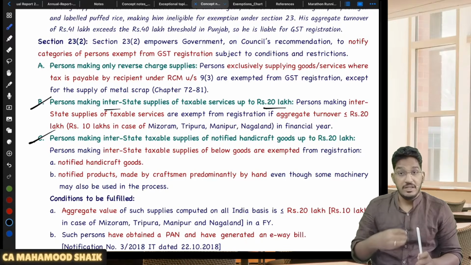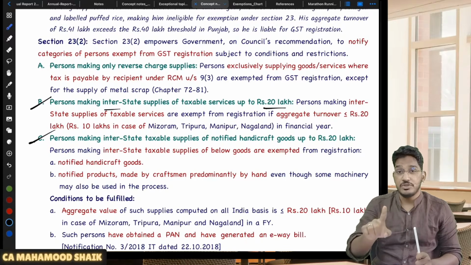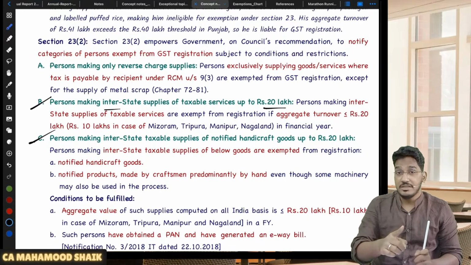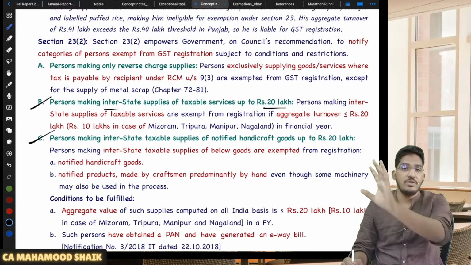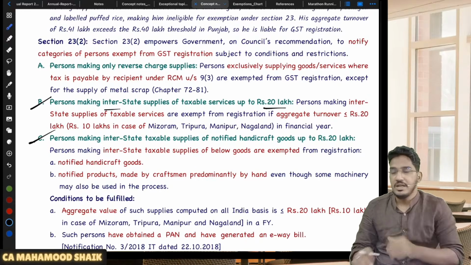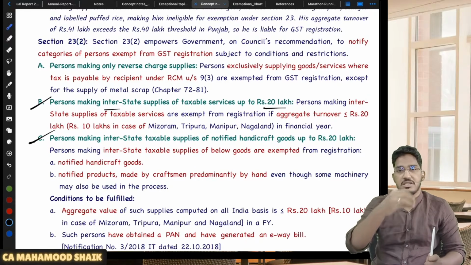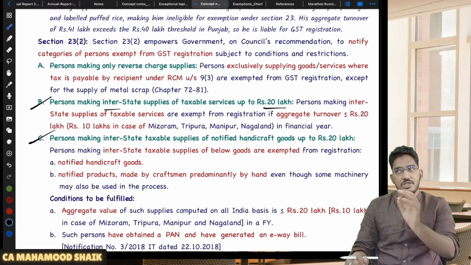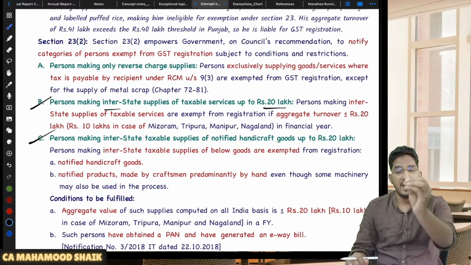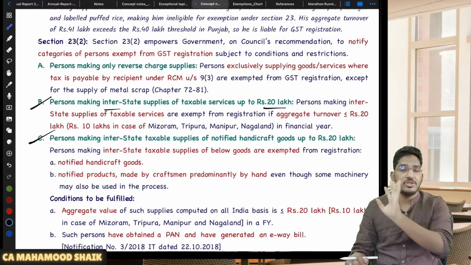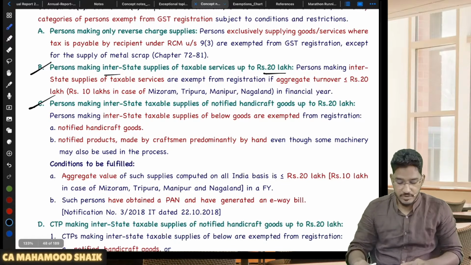One more relaxation they have given. If you are a person making interstate supply of goods, but the goods which you are making an interstate supply of are notified handmade goods or notified handicraft products, then also you are not liable to take compulsory registration. Services, no restriction. Without any restriction, any service you can make interstate supply of, you can enjoy the threshold limit. But in case you are making interstate supply of goods, those goods must be notified handicraft goods or notified handmade goods, then you can enjoy the threshold limit of 10 or 20.